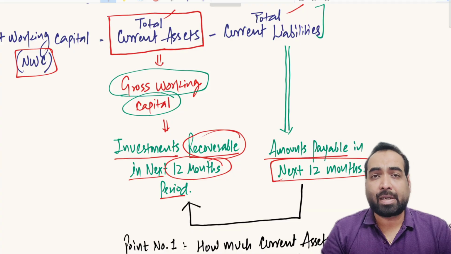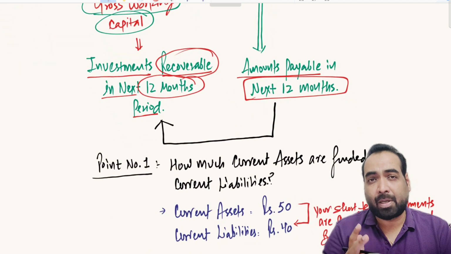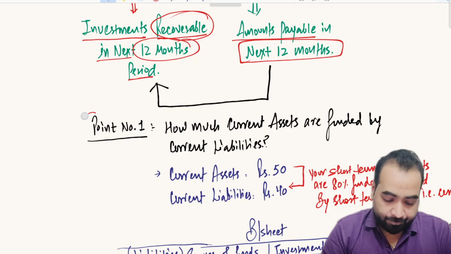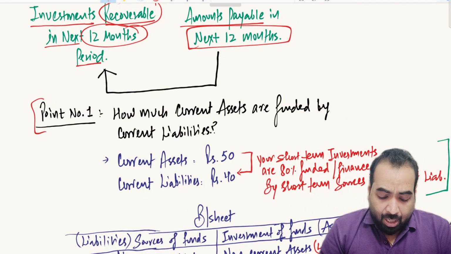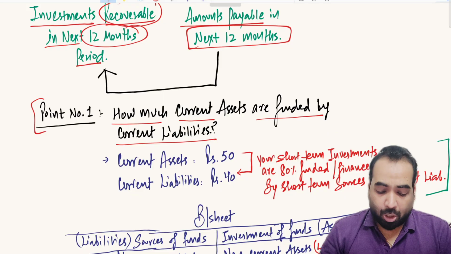Now, in this video, it is very important for us to understand what NWC tells us. What is its actual meaning, which is relevant for us in understanding the whole working capital concept? So, I have explained 2-3 points here to understand the NWC meaning. Point number 1. How much of the current assets are funded by the current liabilities? That picture gets cleared from NWC.